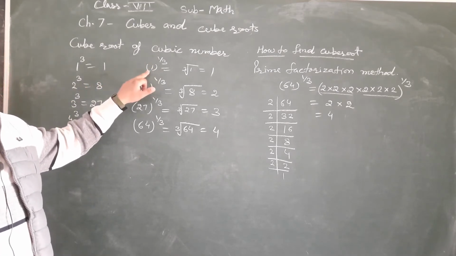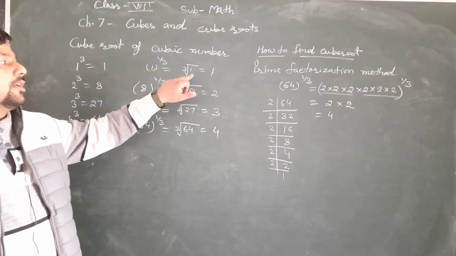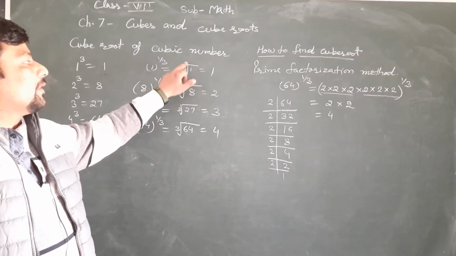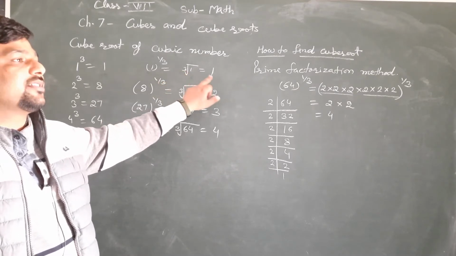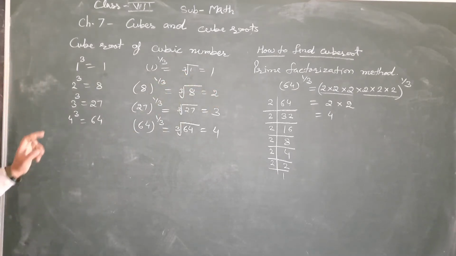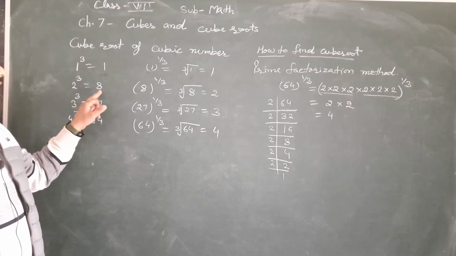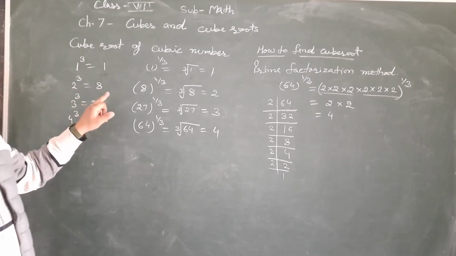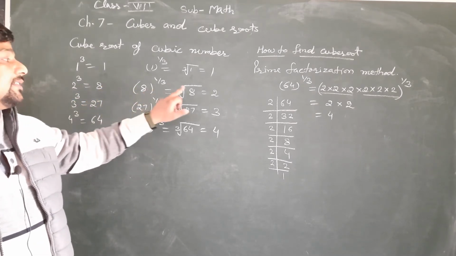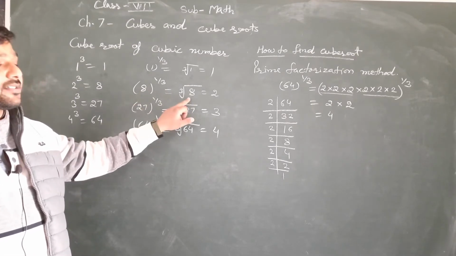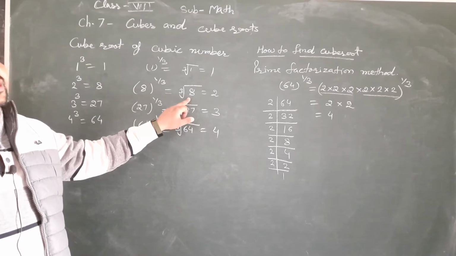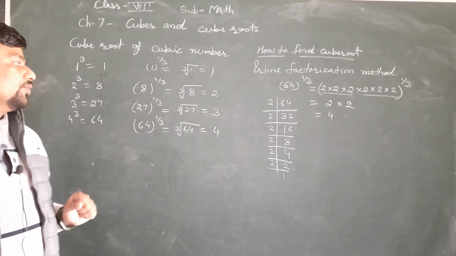We can represent it by 1 by 3 power, or by the root 3, that is, the cube root of 1 equals 1. Similarly, the cube of 2 is 8, that means the cubic number is 8. So the cube root of 8 can be represented by these two methods for any cubic number. So it equals 2.